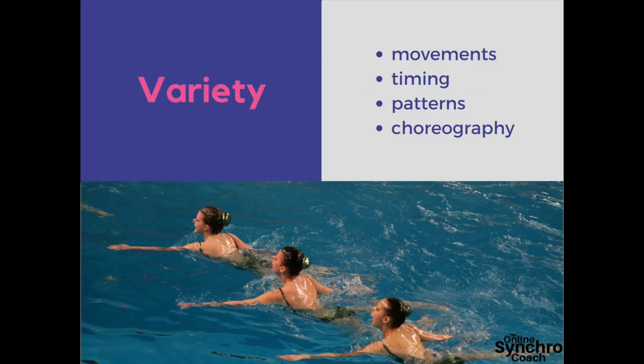Analyze the variety in the movements. How do you get into hybrids? How do you get out? How are you doing the propulsion to get in and out of different patterns? What's the timing? Are you doing everything at the same tempo? Do you have faster parts, slower parts? Even within a hybrid, is there tempo changes?